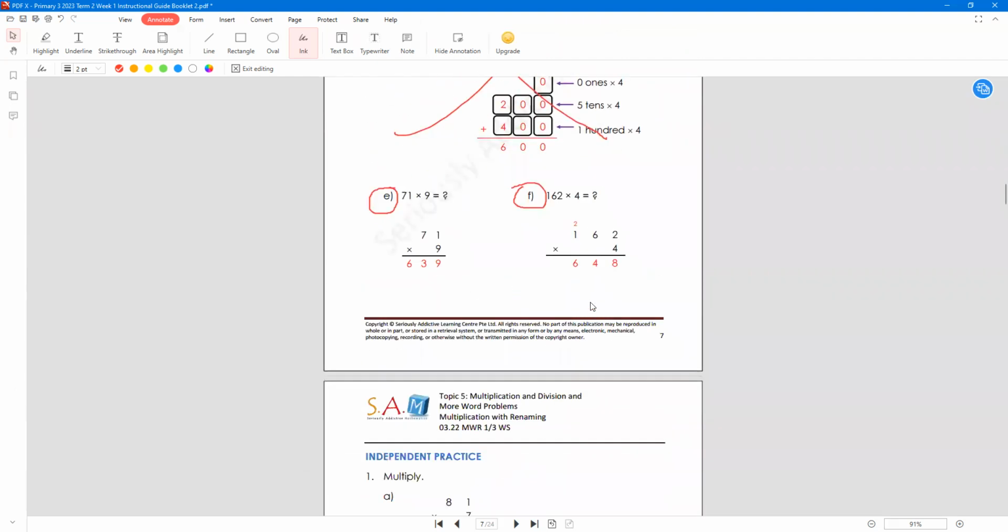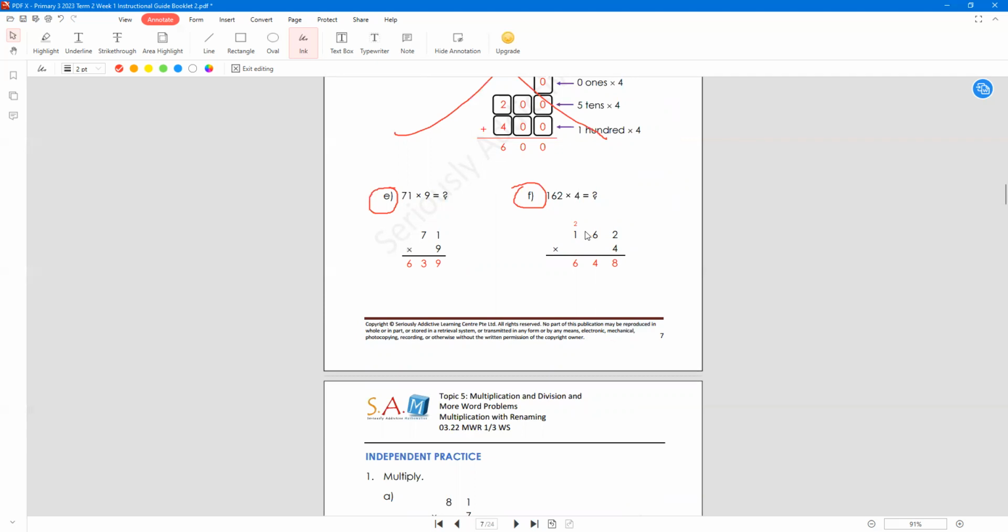I will now want you to show them how to do the shortcut way. How do they do the grouping like that, right? So please demonstrate. Here, 2 ones times 4 equals 8 ones. 8 ones, do you need to rename? No need, right? Anything 10 or more, then you rename. All right, so make sure that you tell them that.